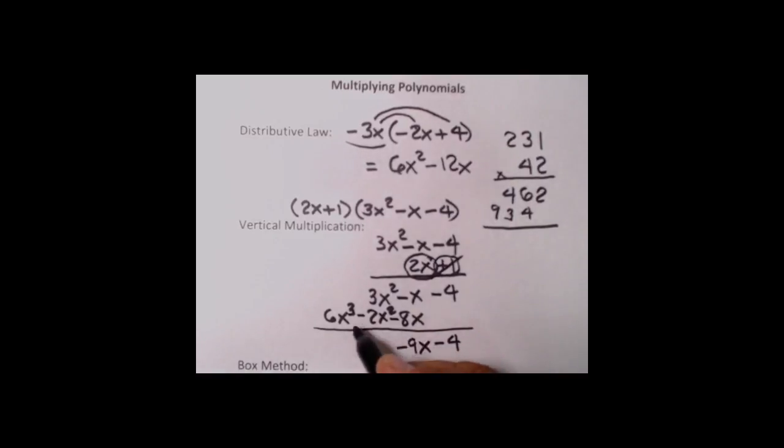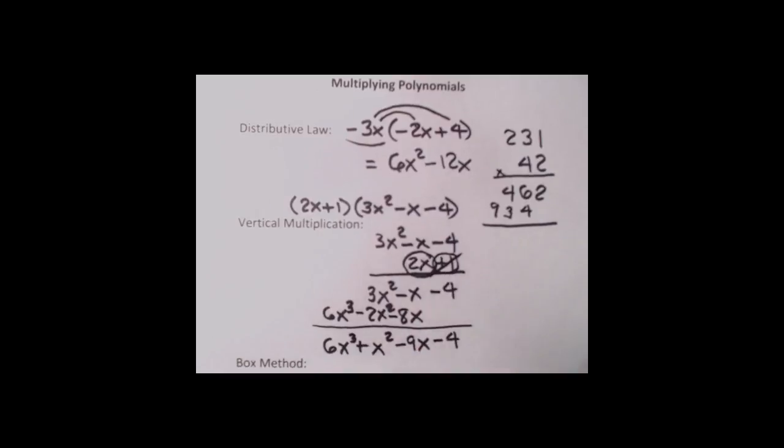Okay, 3x squared minus 2x squared gives me plus 1x squared, and I could just write that as x squared. You could put a plus, or put the 1 if you want. You have to put the plus because it's not the leading guy, but you could leave the 1 off. Well, the 6x cubed, there's nobody to combine with, so there it is. So there's my answer, doing it by vertical multiplication.